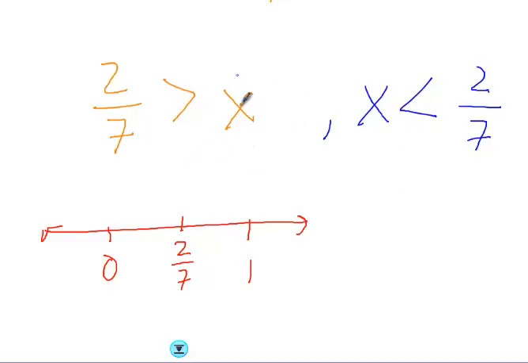Either way, it doesn't matter if you want to write all your answers with your variable on the left, be my guest, doesn't really matter. But the way we graph it on the number line is exactly the same. So since there's no equality here, we must have an open circle at 2/7. This says that 2/7 is greater than x. So that means that x has to be less than 2/7. 0 is less than 2/7, and you're going to shade to the left.